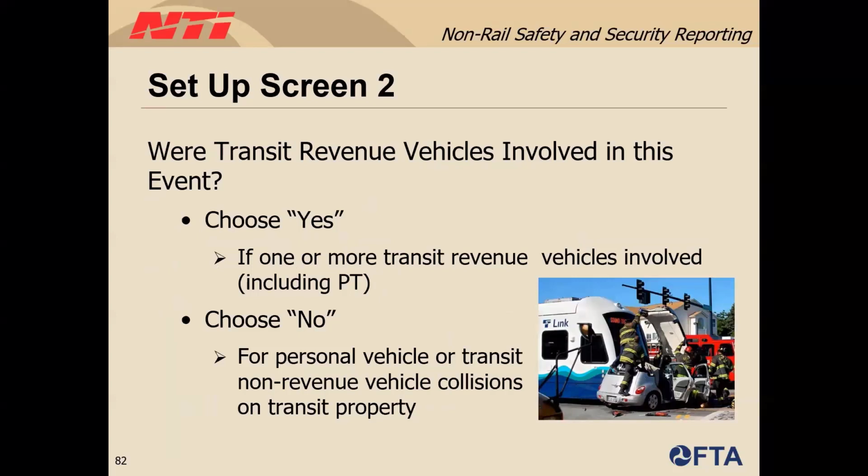As I mentioned, if you chose collision on screen 1, then screen 2 captures if there were transit revenue vehicles involved in the event. Select yes if this is true, which includes purchased transportation or PT vehicles as a transit vehicle since you are reporting for this service. You would select no when the collision involves a private vehicle on transit property or a transit non-revenue vehicle collision occurs on transit property. These are typically maintenance vehicle collisions that meet a threshold.